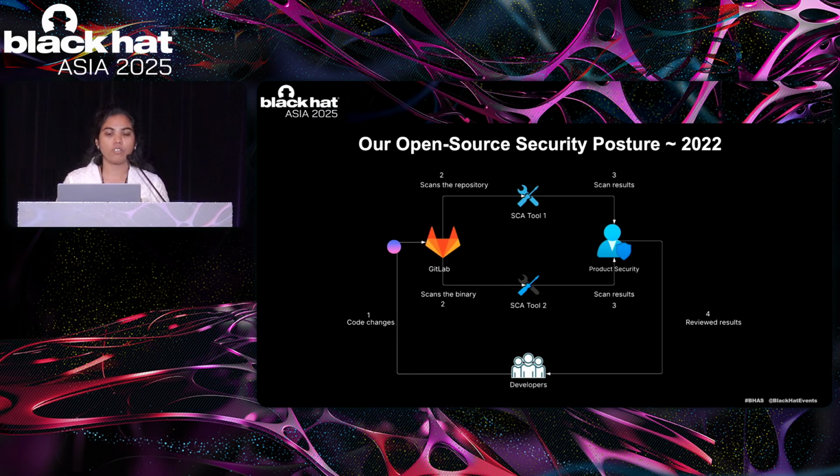This is our scanning workflow back in 2022, where, with the shift-left mechanism, scanning was integrated with the CI/CD. Our developers would push their changes to the central code repository, and the changes were scanned with the help of CI/CD. The scan results were shared with product security teams for review, and the review results were sent to the developers, who would do the needful. This was a continuous process.